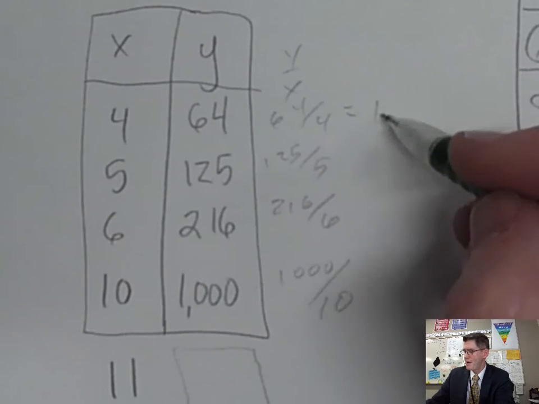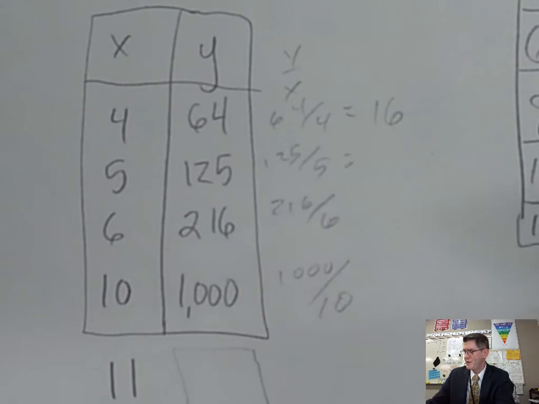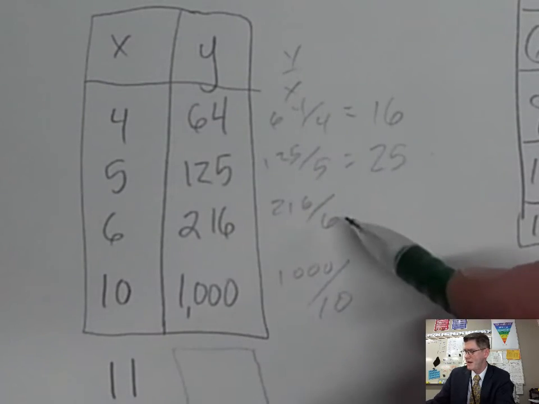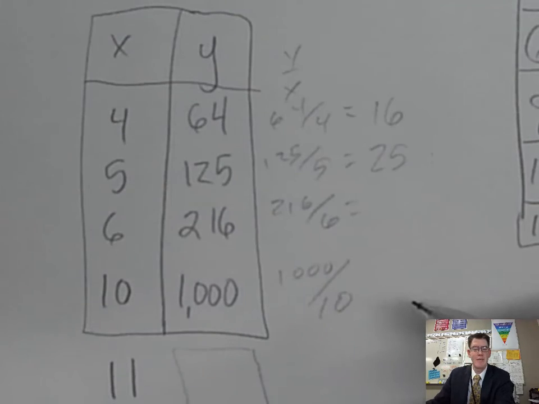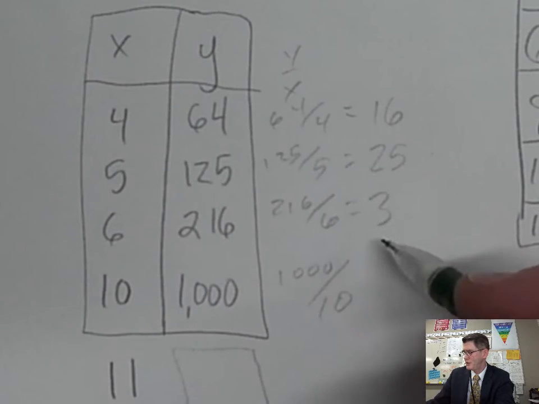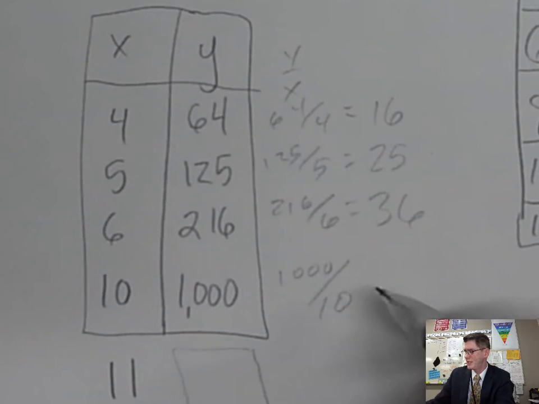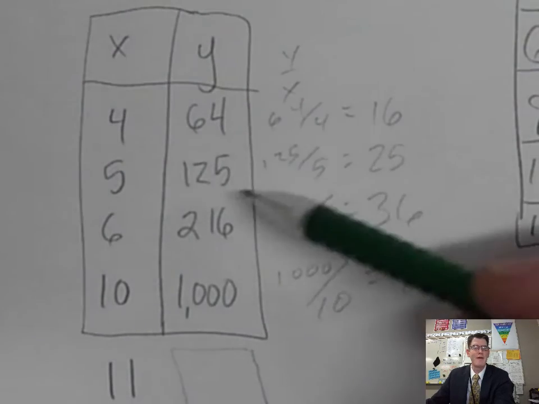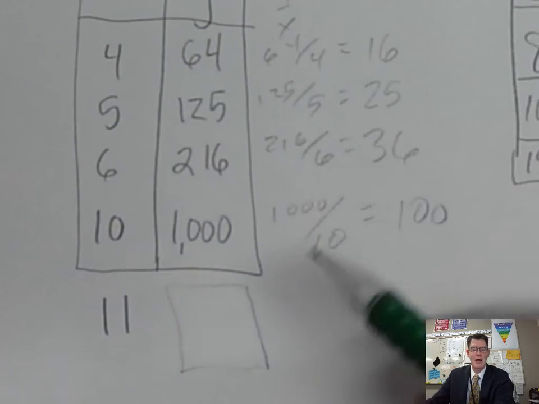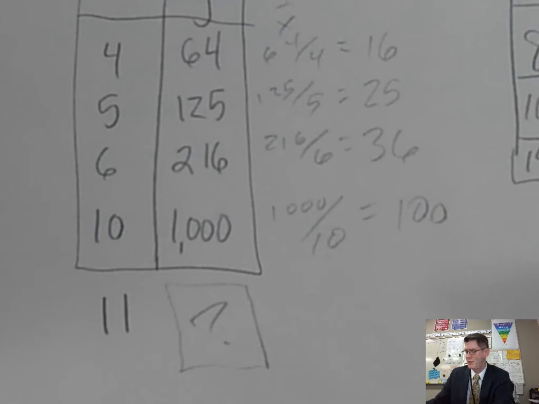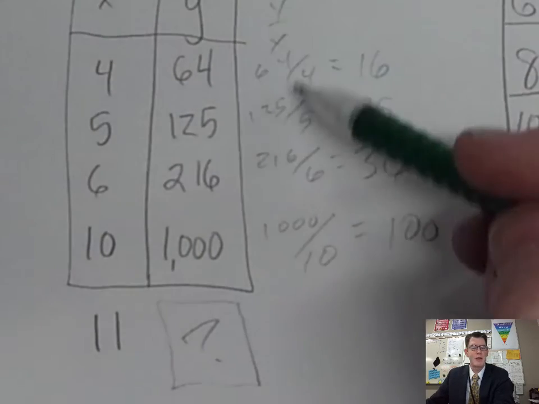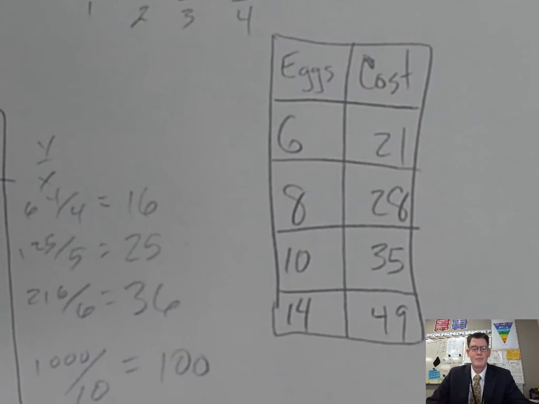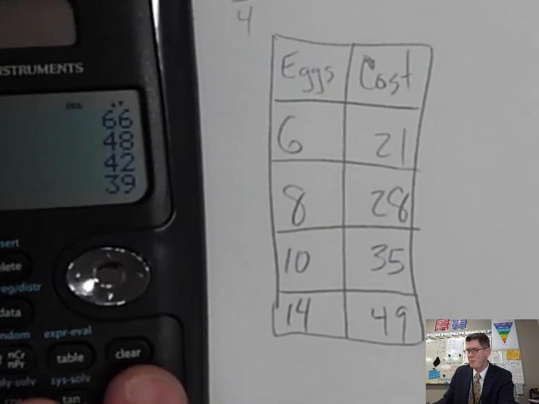64 divided by 4 is 16. 125 divided by 5 is 25. 216 divided by 6 is, I think, 36. And 1000 divided by 10 is 100. So no, none of those are the same. So we can't even determine what 11 would be. There's no way to do it because they're not a proportional relationship. None of these are turning out to be proportional.